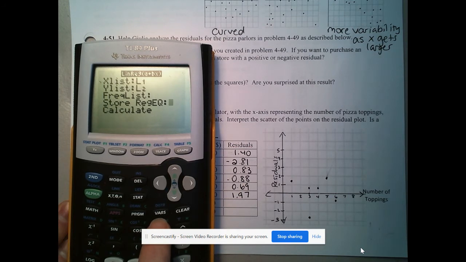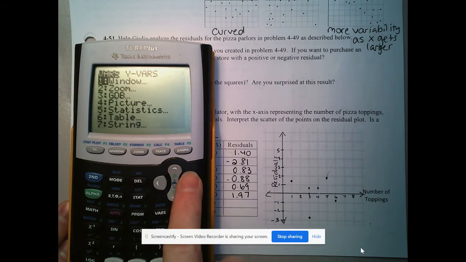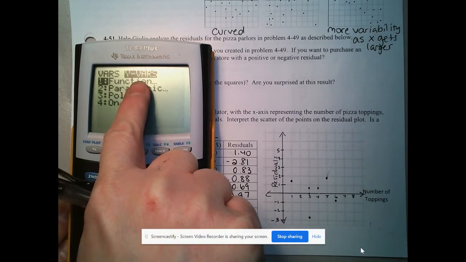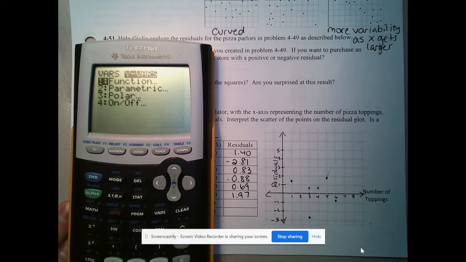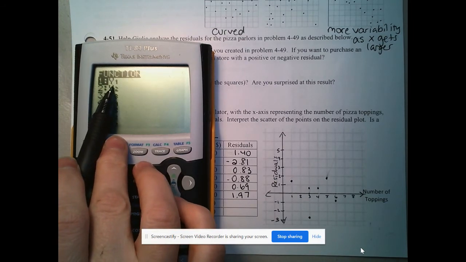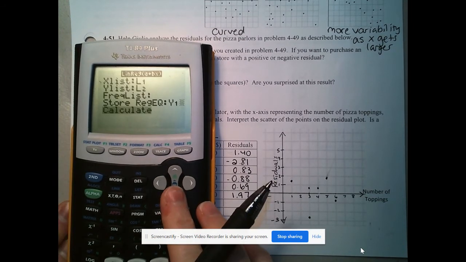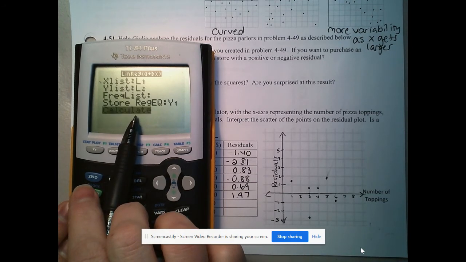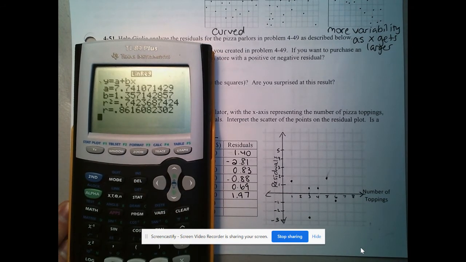I'm going to press vars. And because I want to store it as a y equals function, I'm going to go to yvars, and I'm going to pick number 1, which is function. And it's the only one I've got, so I'm going to store it in y1. And then I'm going to remember to go down and ask it to actually calculate that for me. And I got what I would use for an equation.